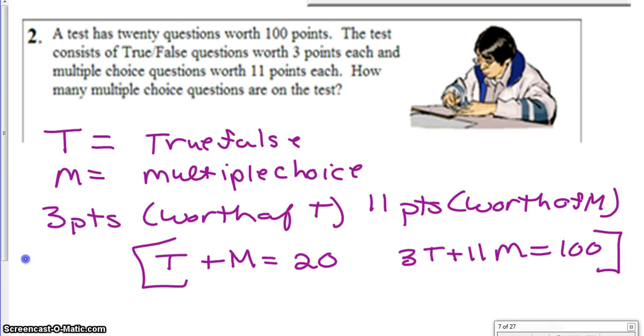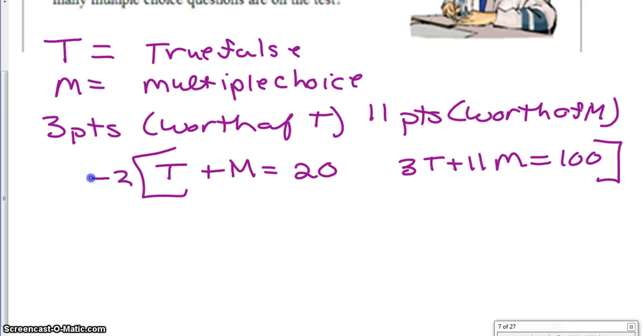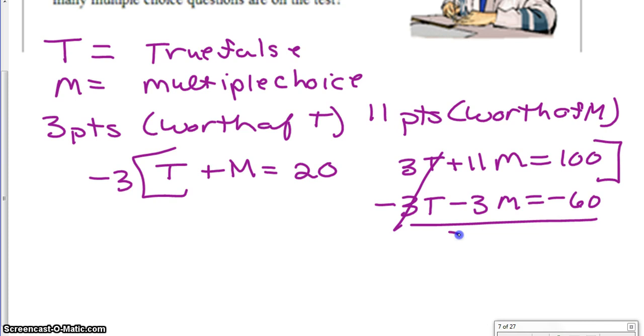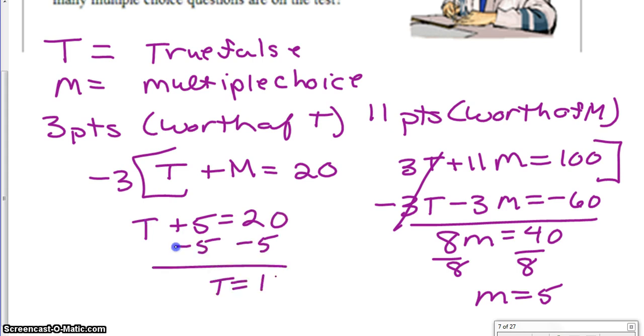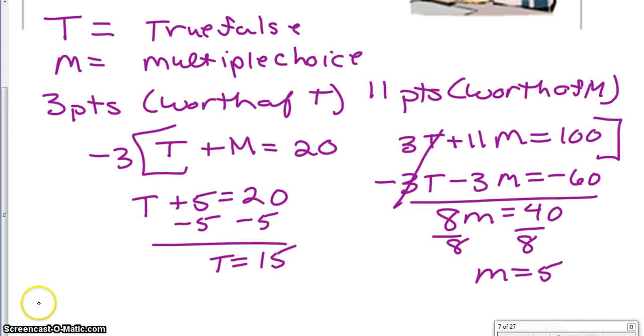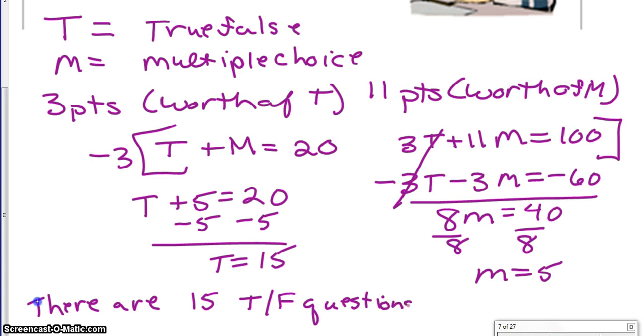How would you have solved this? Honestly, Mrs. Rose probably would have used elimination. I probably would have multiplied by -3 all of the numbers. And then I know that I've done this right because t eliminates. 8m is equal to 40. Divide by 8, divide by 8. m is equal to 5. Substitute back in. t plus 5 is equal to 20. Subtract 5 from both sides, and t is equal to 15. And so, of course, my final answer would be there are 15 true-false questions and 5 multiple choice questions.